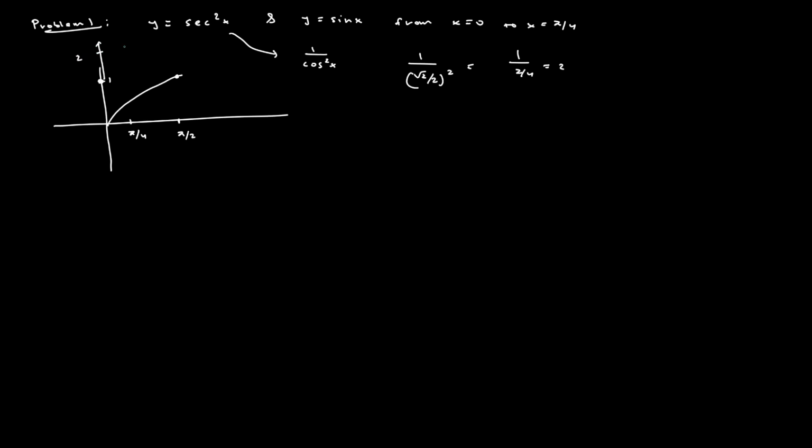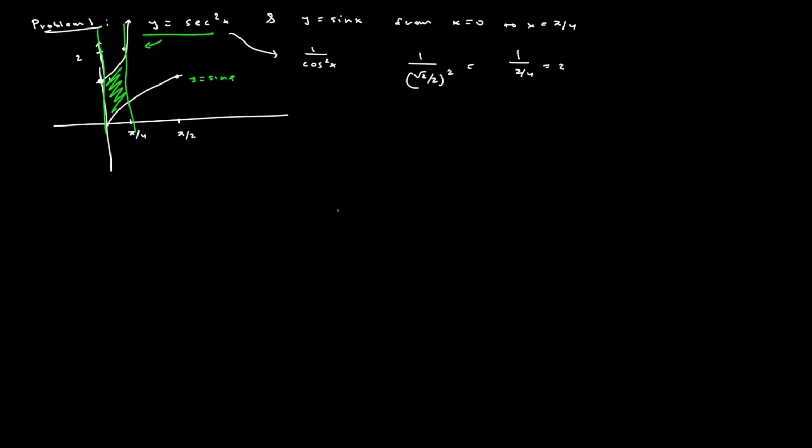we have secant squared take on the value of 2. You can probably assume that the normal secant function looks like a parabola, and now we're taking that parabola and squaring all the values, so we get a steeper parabola. So that's what the function looks like, and we're interested in the area between these two curves. This is y equals secant squared x, and this is y equals sine x. We're interested in the area between the curves on the interval of 0 to pi over 4. So we're interested in this green shaded region.